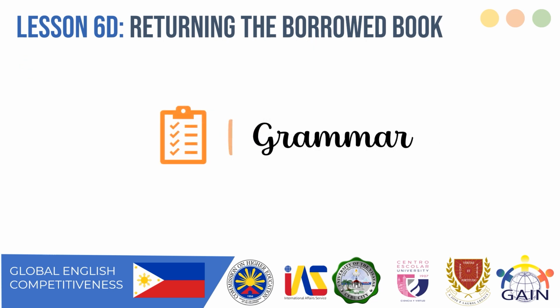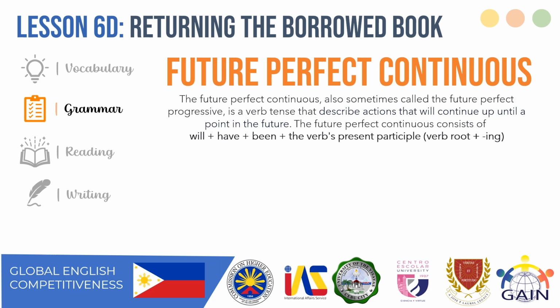Now let's proceed to our grammar lesson. This time we'll be focusing on the future perfect continuous tense of the verb. The future perfect continuous, also sometimes called the future perfect progressive, is a verb tense that describes actions that will continue up until a point in the future. The future perfect continuous consists of will plus have plus been plus the verb's present participle, that's the root word of the verb, plus ing.